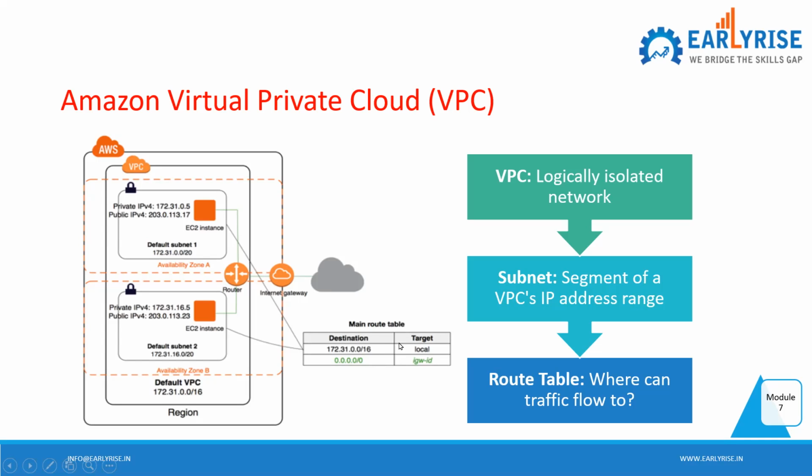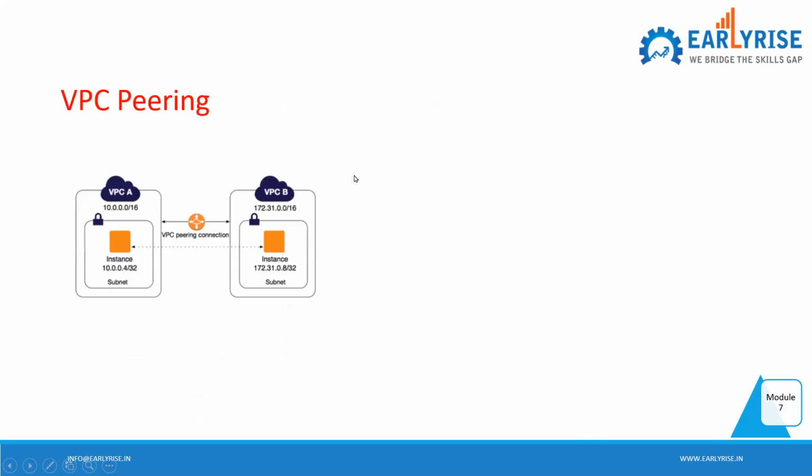But through this local one, it will go to this particular destination only, right? So what does local route mean? Default route for communication within the VPC. Local means within the VPC, not outside. Route table. So just remember VPC, subnet, route table: logically isolated network, segment of a VPC's IP address range, and route table, where traffic can flow from the subnet to.